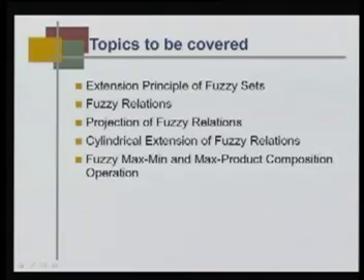Last class we discussed fuzzy sets, some introductory ideas, how a fuzzy set was different from a crisp set, and the concept of membership function and fuzzy operations. We gave some examples to illustrate fuzzy operations. Today we will be talking about fuzzy relation. The topics that we will be covering today are the extension principle of fuzzy sets, fuzzy relation, projection of fuzzy relation, cylindrical extension of fuzzy relation, and fuzzy max-min and max-product composition operations.